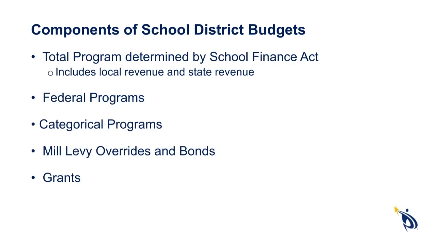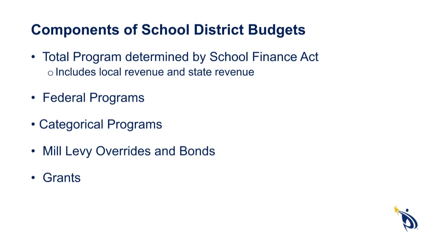So looking at the components of school district budgets, the total program is determined by the School Finance Act, and that includes both local and state revenue sources. This is a little bit of a repeat from the last session that we had. We also have federal programs within our district. Think about Title programs, IDEA, Head Start, and Early Head Start, which are big federal programs. We talked about the categoricals. That's about 4% of our general fund budget.